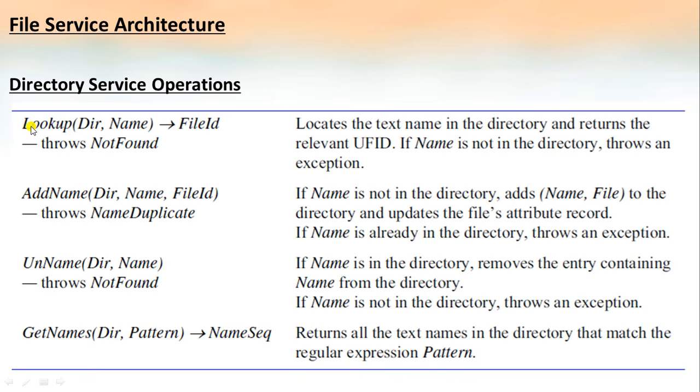First one is lookup. Lookup means it will locate the text name in the directory and return the relevant UFID. Next is add name. If a name is not in the directory, add that name to the directory and it will update the file's attribute record. Unname means if a name is in the directory, that name will be removed from the directory. That means whenever we delete a file, that particular name of the file will be removed from the directory. Next is get names. Return all the text names in the directory that match the regular expression pattern.